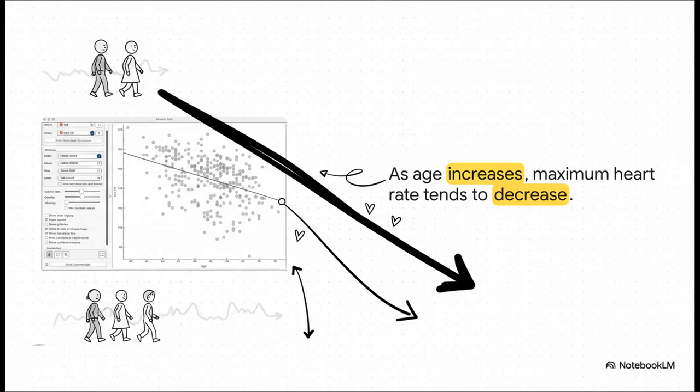It perfectly answers that question we started with. Each one of those dots, that's a person. And you can just see it, right? As you move from left to right as age goes up, the dots for heart rate just drift downwards. That, my friends, is a classic negative correlation.